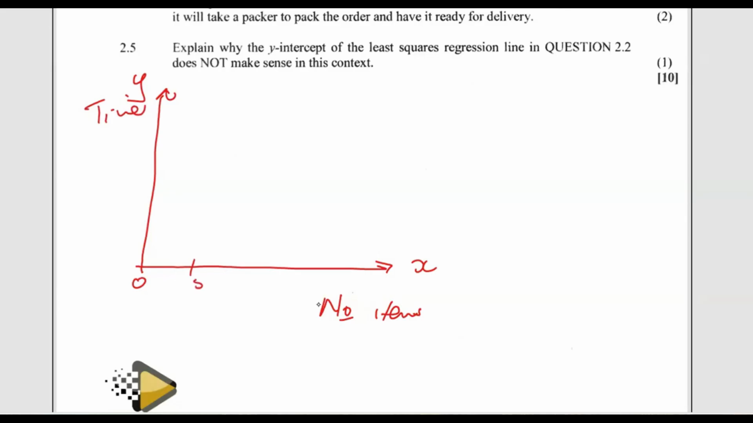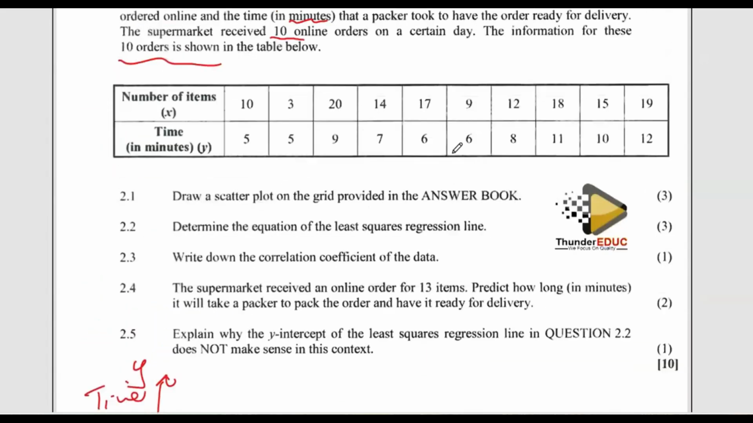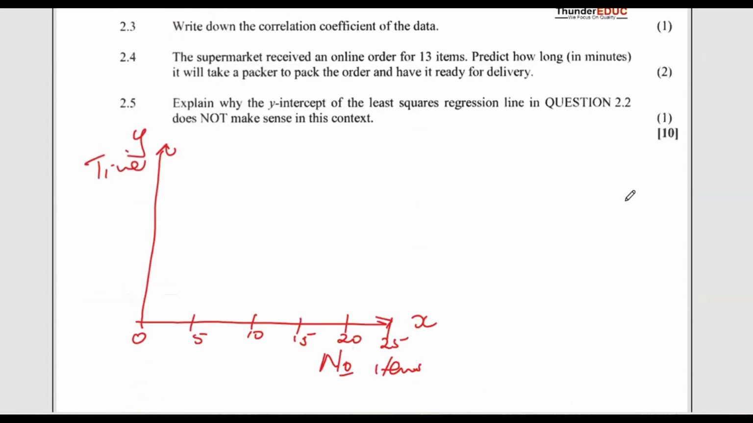So if I have this as a 5, I can have a 10, a 15, a 20, and then lastly a 25. Then up here, the highest value I'm getting, I think, is 12. So I'll have a 2, a 4, a 6, 8, 10, and probably a 12 somewhere there. So what we need is just the trend of how things are happening, okay? So 10 is going with 5. 10 is there, 5 is somewhere there. Then we have 3 is going with 5 again, 3 somewhere there, 5 is more or less around there.